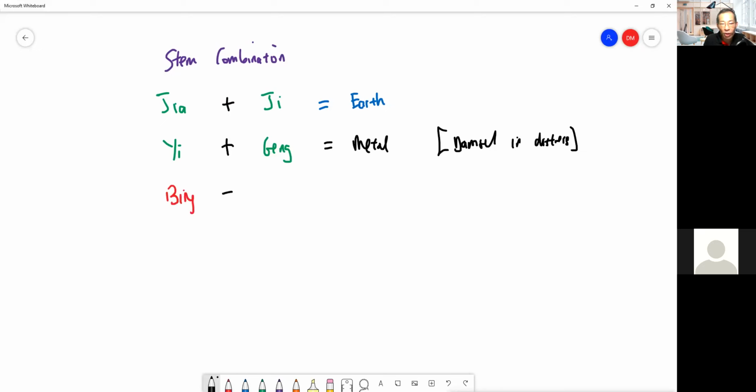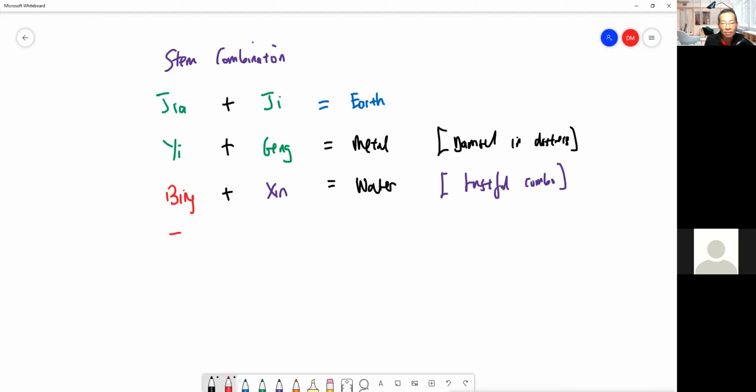Then of course we have the pink fire. What does the pink fire combine with? Pink fire combines with the sin metal. And sometimes this may also be known as a passionate or lustful combination. Pink fire combines with sin metal, and lustful, of course, means it will produce water.